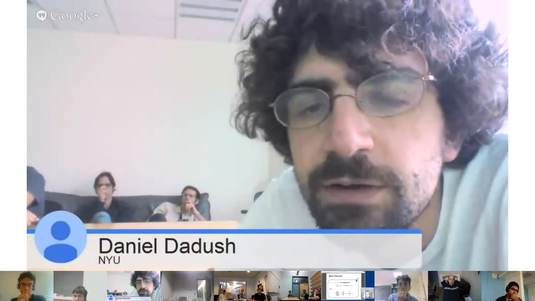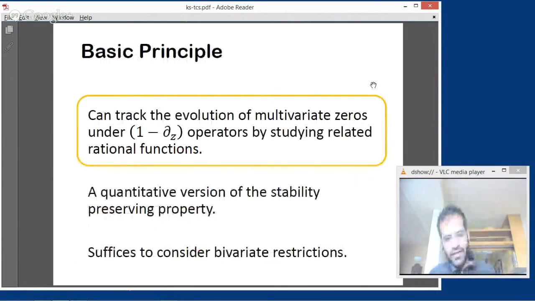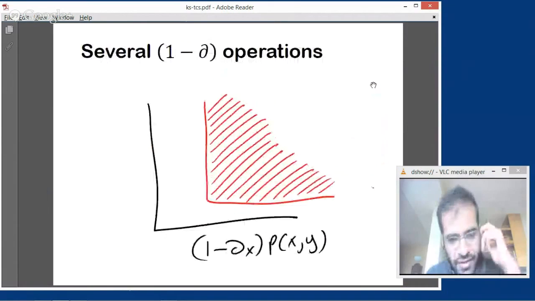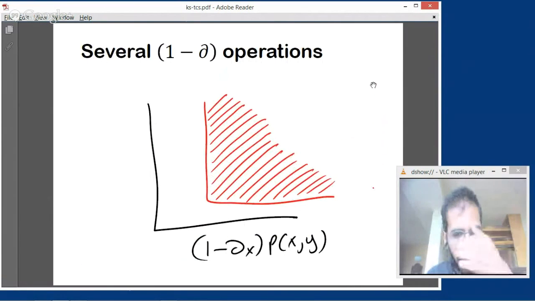Nikhil, could you say a word as to why the bivariate case is enough? Because you have more. Yeah. So the bivariate case is enough because in this picture, the statement that you want to prove is that when you apply I minus partial x, the level set moves to the right and does not move up.